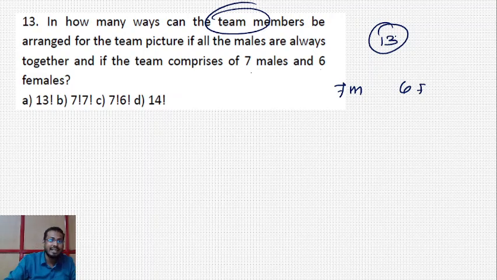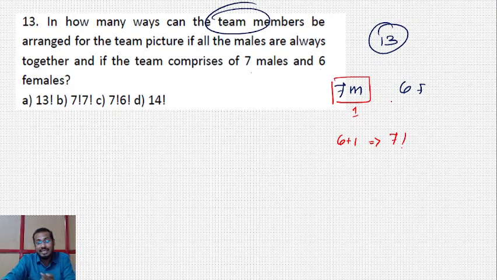But there is a condition. Men will always be together. If they are always together, what we will do is treat them as 1. So 6 plus 1 is 7, giving 7 factorial. In that one group there are 7 members inside, so 7 factorial, since they can interchange among themselves. So 7 factorial into 7 factorial is the right answer.